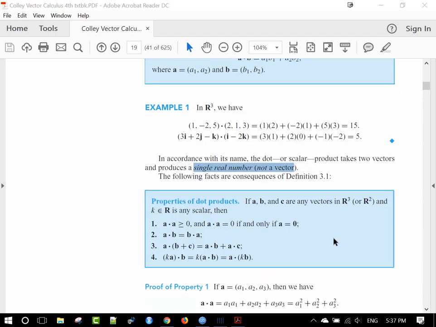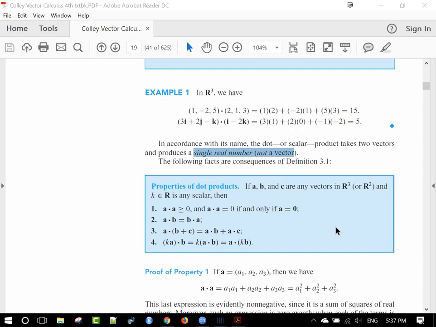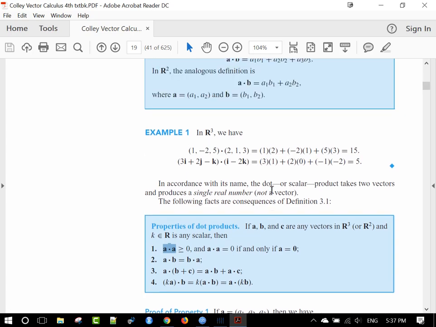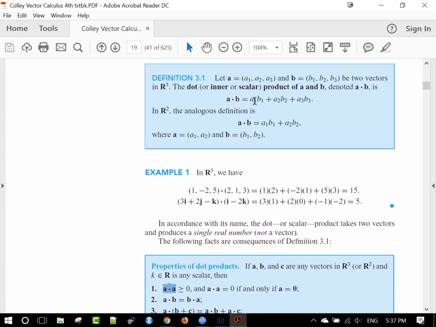So what kinds of properties can we get for this dot product? One is that if you take a dot a, it's never going to be negative. You can see that because if you do a times itself, it's going to be a1 squared, a2 squared, a3 squared, and when those are all non-negative, when you add them, you're still going to get non-negative. So a dot a can never be negative, and the only time a dot a can be 0 is if a is actually the 0 vector.